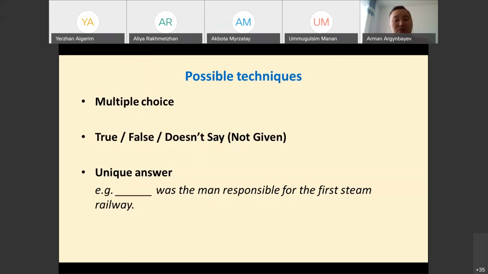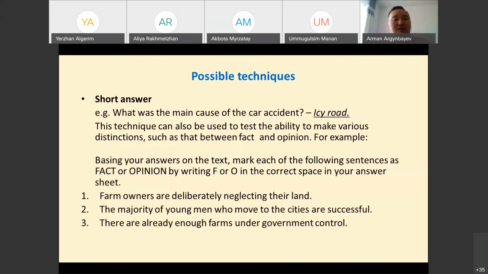The third technique is unique answer. That is just one word. For example, here, who was the man responsible for the first steam railway. It's the surname of the man, I think, here. Another technique is short answer. It might be a phrase, or it might be a sentence. Here we have an example.